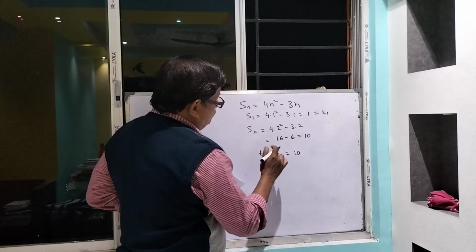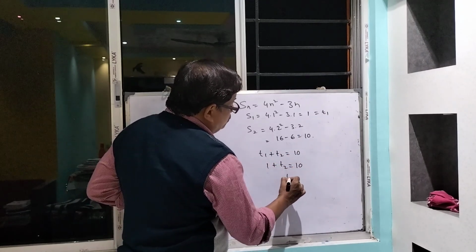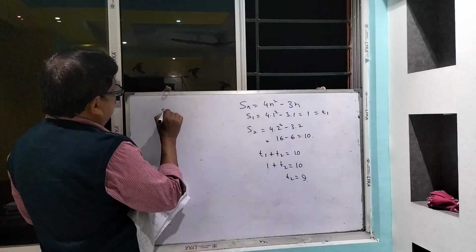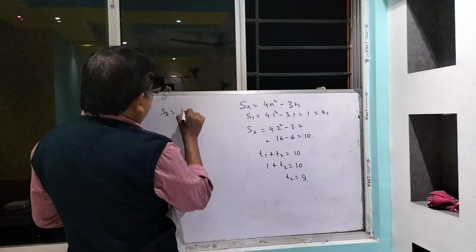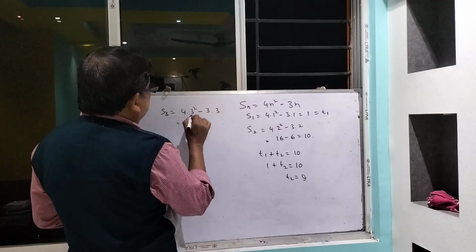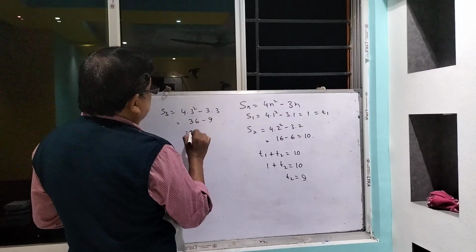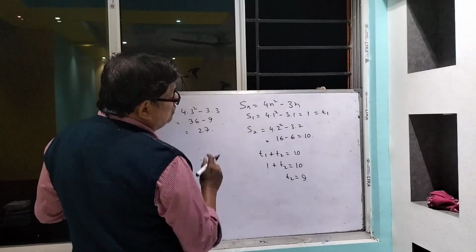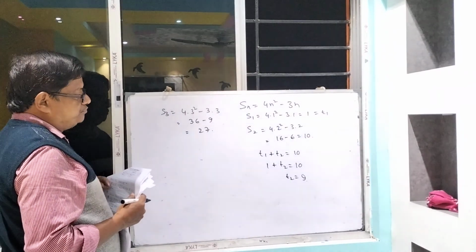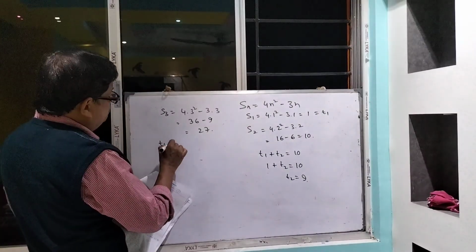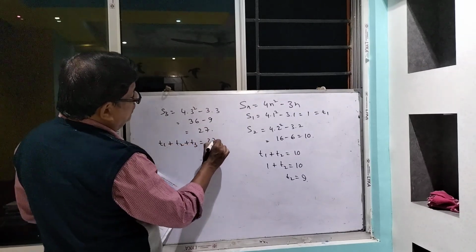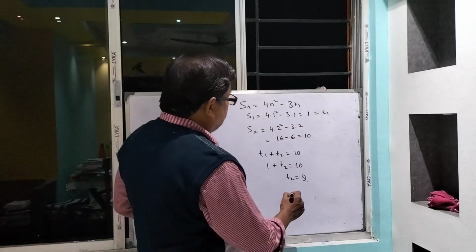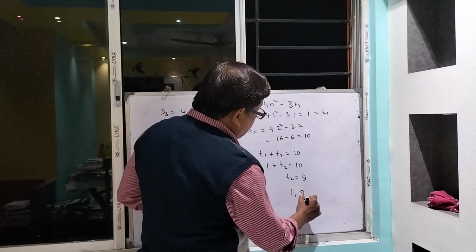T1 is given as 1. So 1 plus T2 equal to 10, so we are getting T2 as 9. Again, find S3. S3 means 4 into 3 square minus 3 into 3, 36 minus 9, that is 27. Now this will be T1 plus T2 plus T3. So you are getting 1, then 9. See, look here: 1, getting 9. So the difference is 8, no?